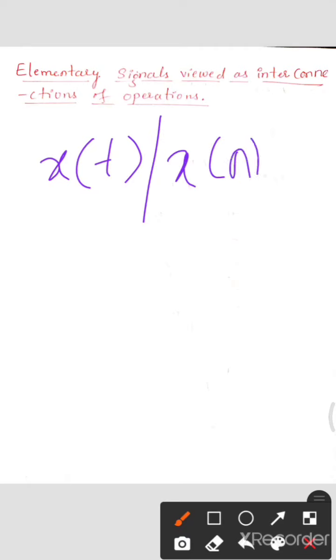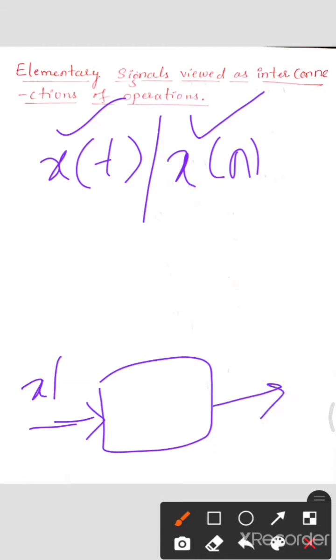To study this, remember one thing: if we are taking x of t as a signal, or x of n as a signal, any one among these, x of t is a continuous signal, x of n is a discrete signal. For any system, what do we mean by a system? It takes an input signal and gives us an output signal. It is a set of elements.